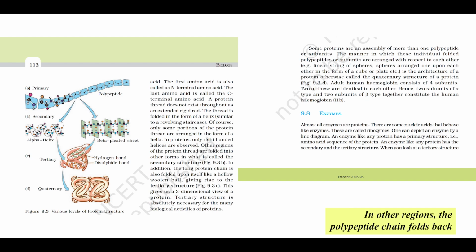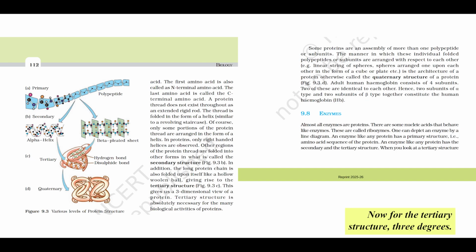In other regions, the polypeptide chain folds back on itself or aligns side by side with other segments, forming a flattened zigzag sheet-like structure. This is also stabilized by hydrogen bonds between backbone atoms on adjacent strands. Beta sheet, like folded paper. Okay. These secondary structures, helices and sheets, add stability and provide the basic motifs that will fold further.